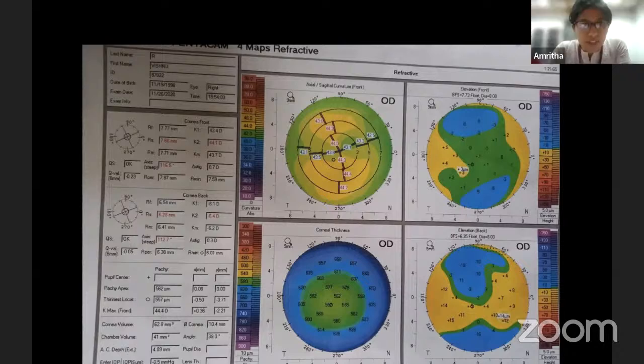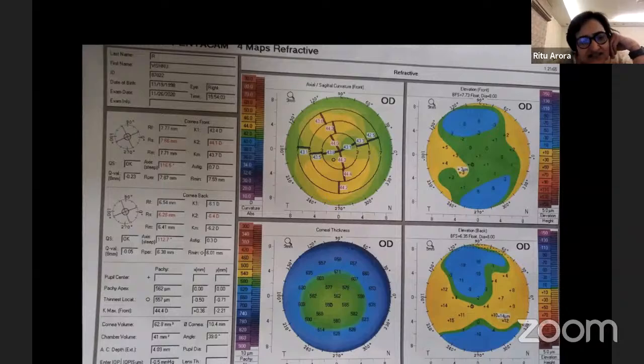Astigmatism of 0.7 diopter. And we need to look at the Q value as well as the quality specification. Very nice. I'm so glad you're talking about it. Can all see what is written, QS? There's something written QS and Q value. Can you all see that?